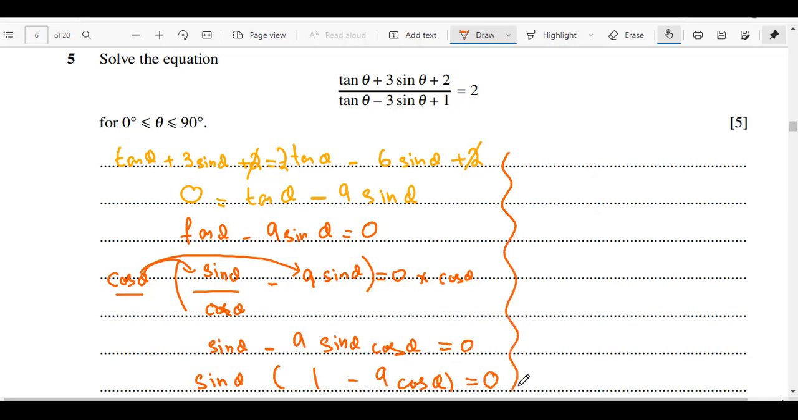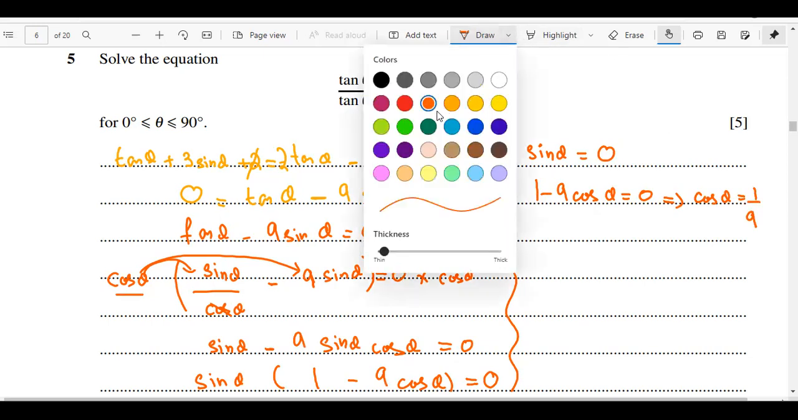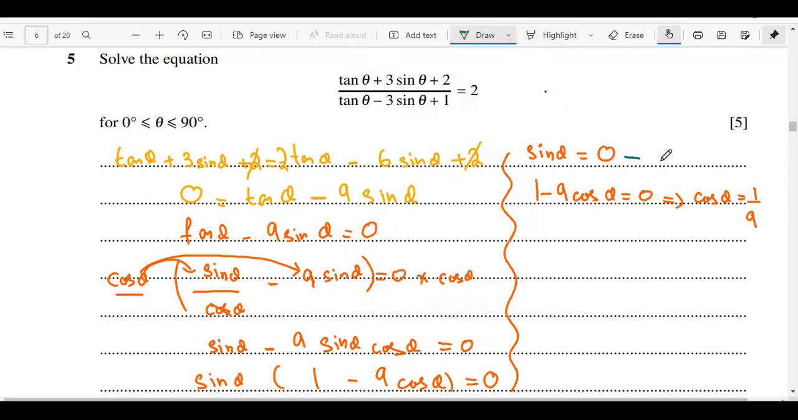Now I'm very close. I can make two equations: sine theta equals 0, and 1 minus 9 cos theta equals 0. So this would give you cos theta equals 1 by 9. Now I'll use a different color. We have this equation and we have this equation. This is going to be easy.